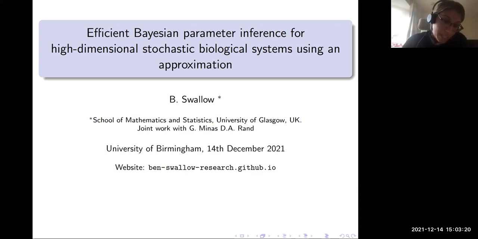And Ben's research interests lie mainly in the field of Bayesian statistical inference, particularly MCMC methods, data integration, and model selection applied to problems in environmental and biological science. And today he's going to talk about efficient Bayesian parameter inference for high-dimensional stochastic biological systems using an approximation. So Ben, thank you for joining us, and the floor is yours.